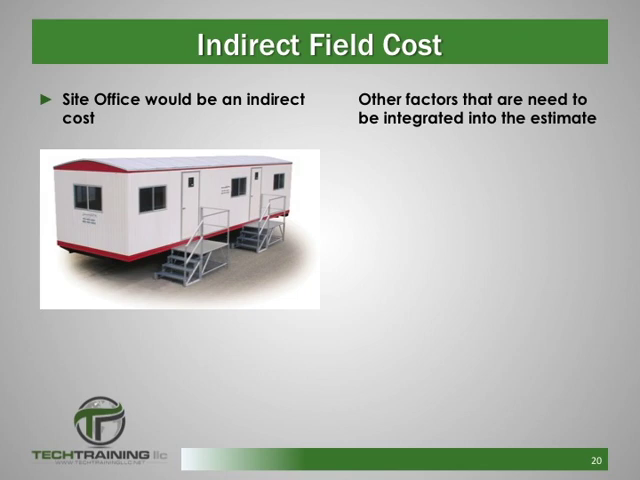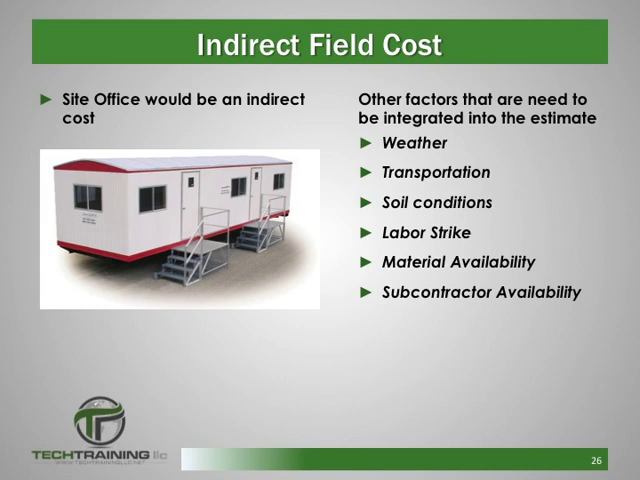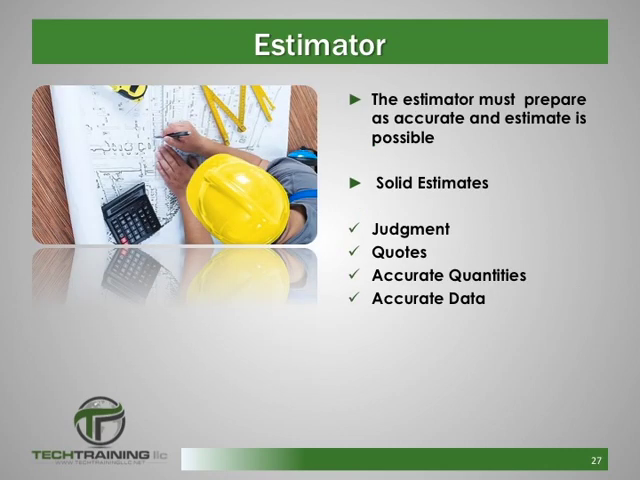But the estimator must consider all other factors that can impact the project. Therefore, they also have to include such items as the weather, transportation, soil conditions, labor strikes, material availability, and subcontractor availability. All of this information must be gathered, considered, and quantified. But regardless of the weather, labor strikes, or availability, the estimator must prepare as accurate an estimate as possible.